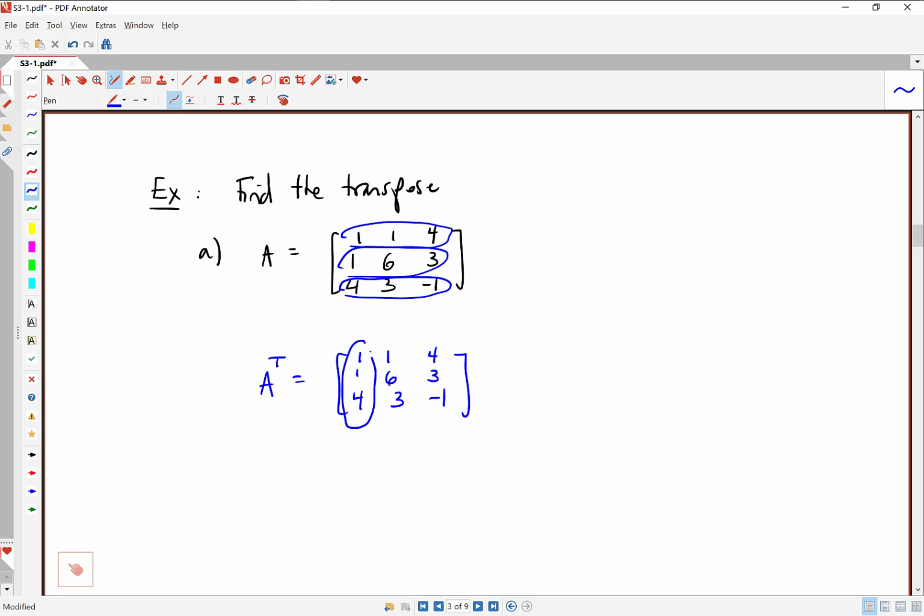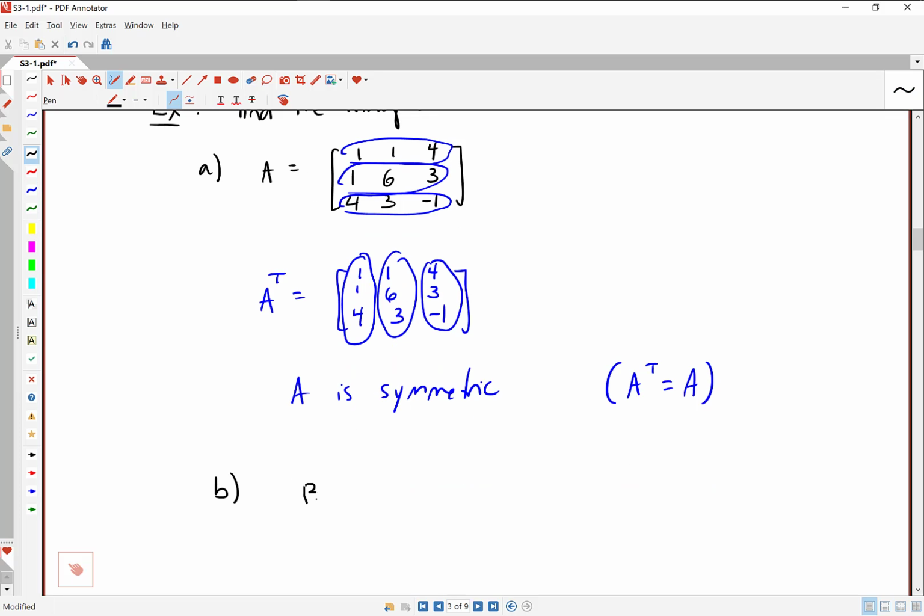So I'm just gonna circle the columns here so that we can see that in action. Now this particular matrix is symmetric. The way we know that, A transpose comes out the same as the original matrix. Okay, let's take a different matrix. Say B is 1, 2, 0, 6. Let's find the transpose of that.